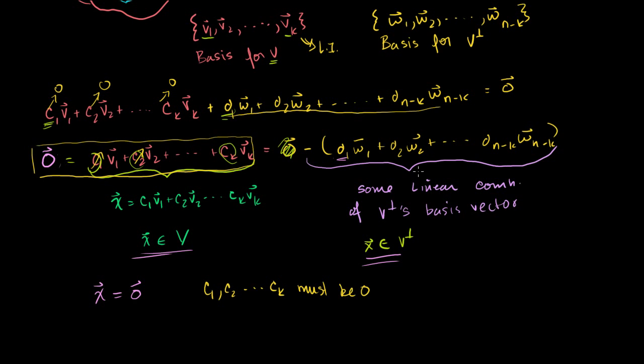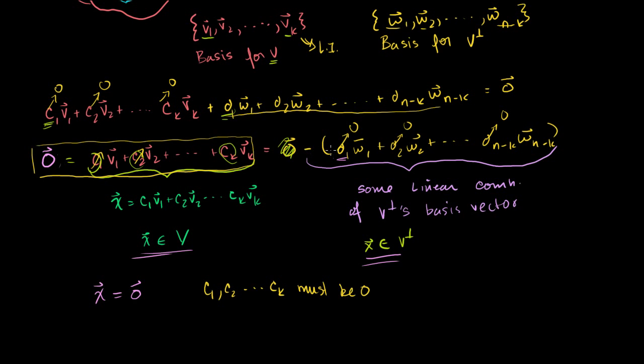Now let's look at the right-hand side of this equation. We could put the minus all the way, but the same argument holds. This linear combination of v perp's basis vectors is equal to 0. The only solution to this, because each of these w1, w2, and w(n minus k) are linearly independent, the only solution to this being equal to 0 is that all of the constants have to be equal to 0. That falls out of linear independence.